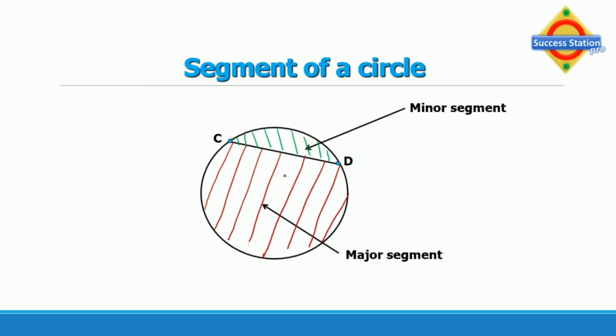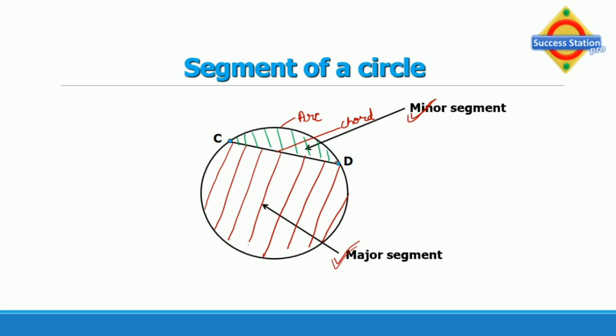The area or the region bounded by the arc, or the boundary of the circle, and one chord is termed as the segment of the circle. Clear? And as you can clearly see, the smaller area is called the minor segment, and the larger area is called the major segment. So segment refers to the area or the region enclosed between a chord and the arc, right?